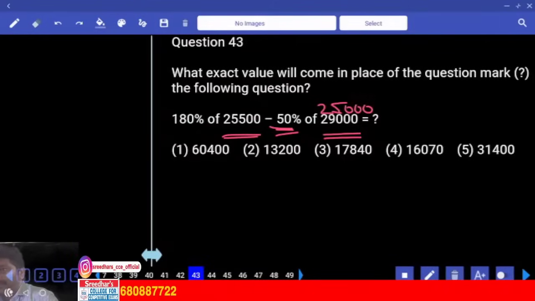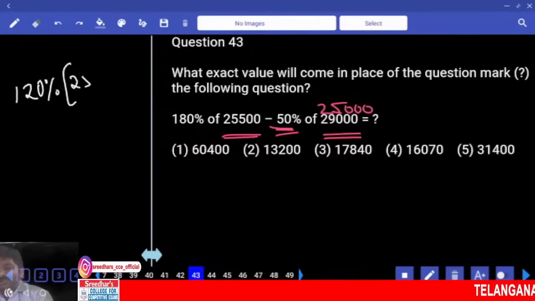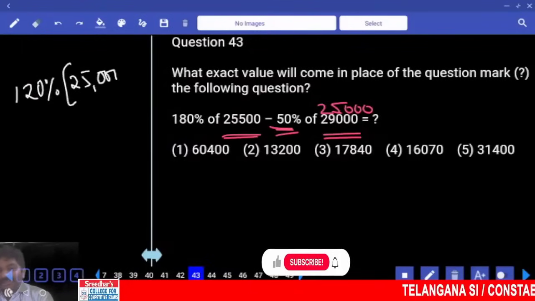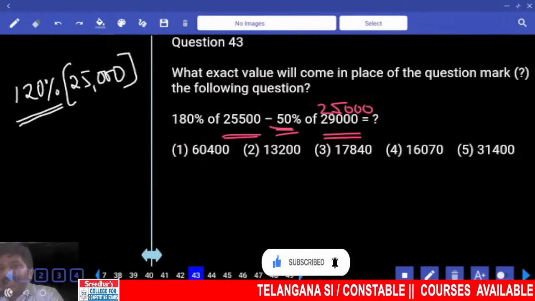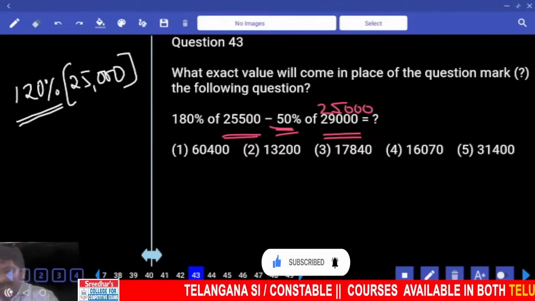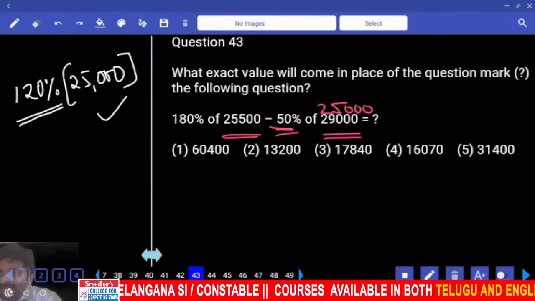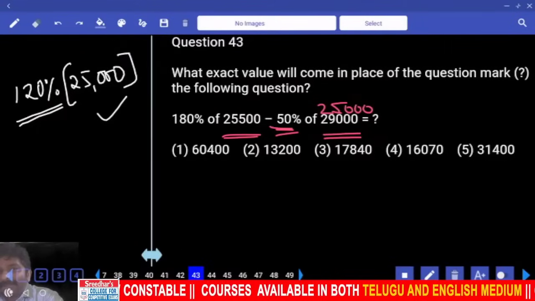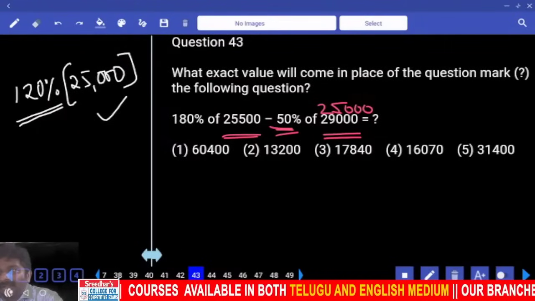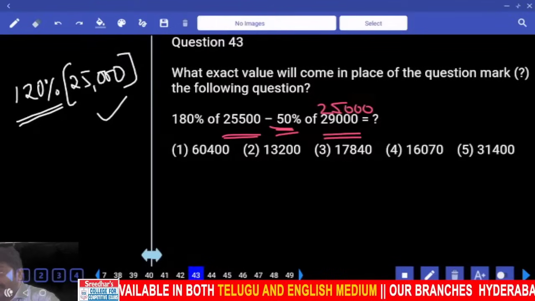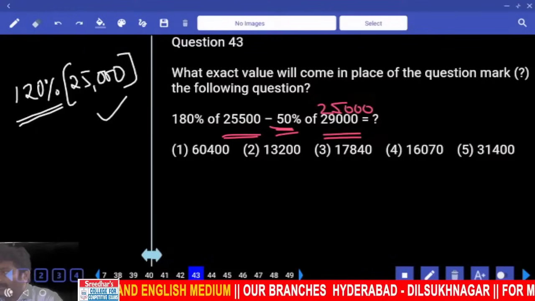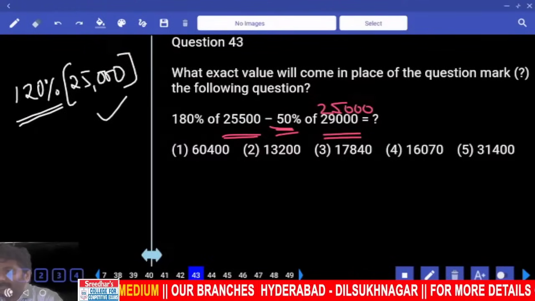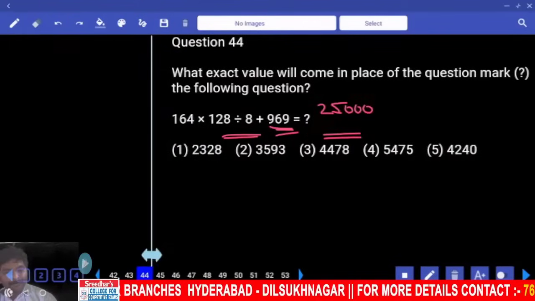Answer should be close to 120% of 25,000. Answer should be close to 120%. How do we calculate? 100% plus 20%, right? What is 20%? Then what is 120%? Answer should be close to. How many options are there? Done. Next.